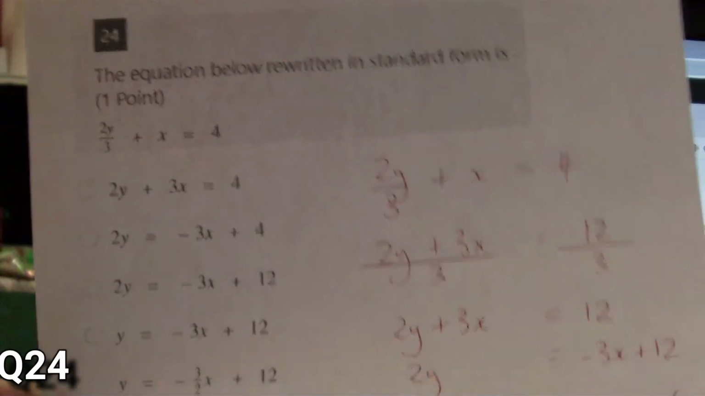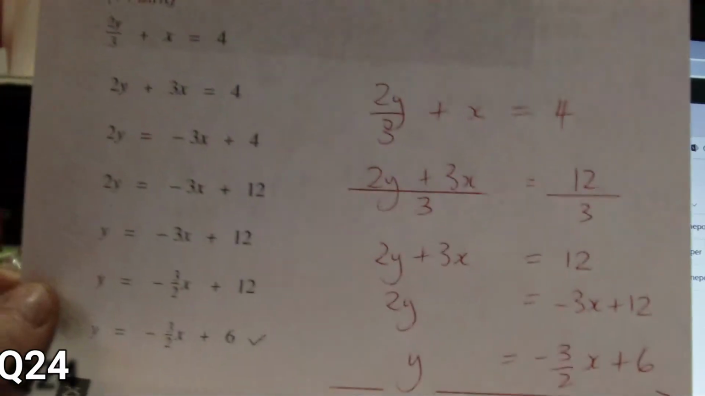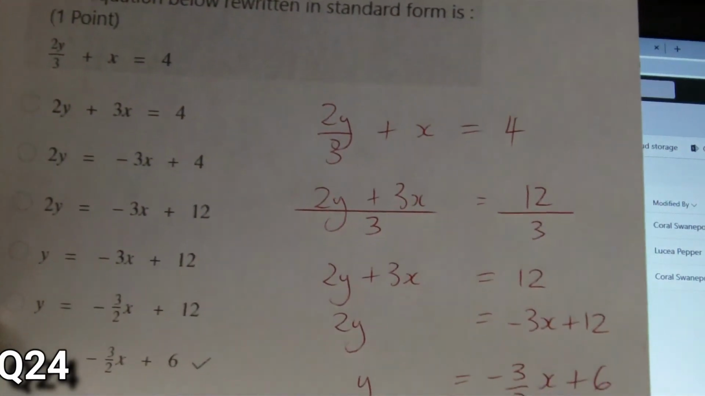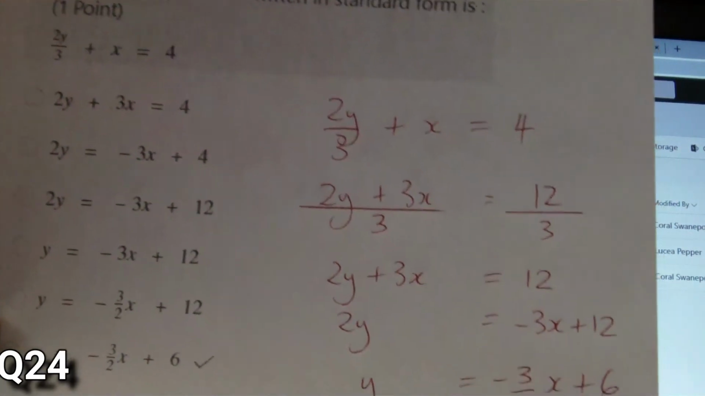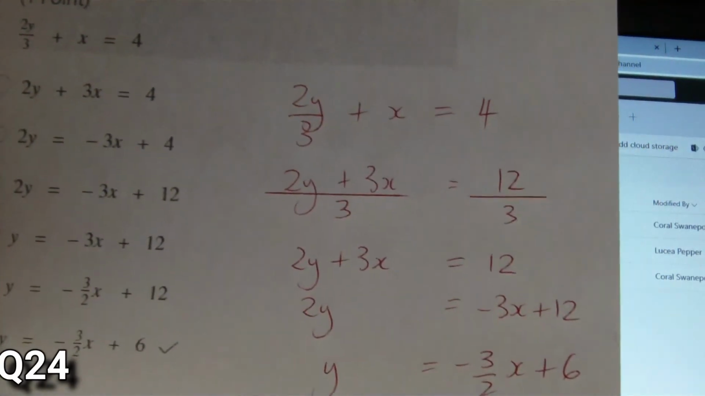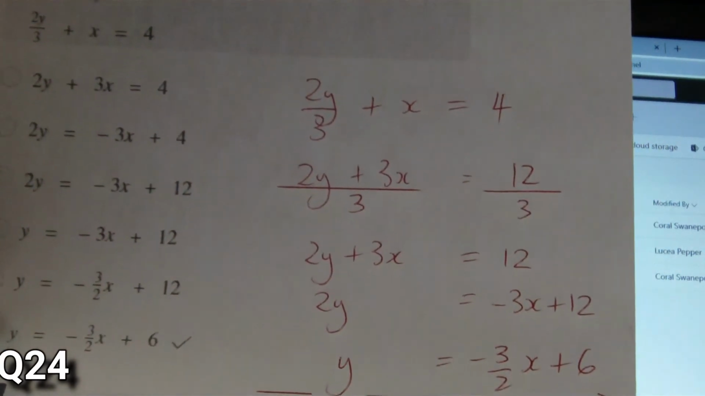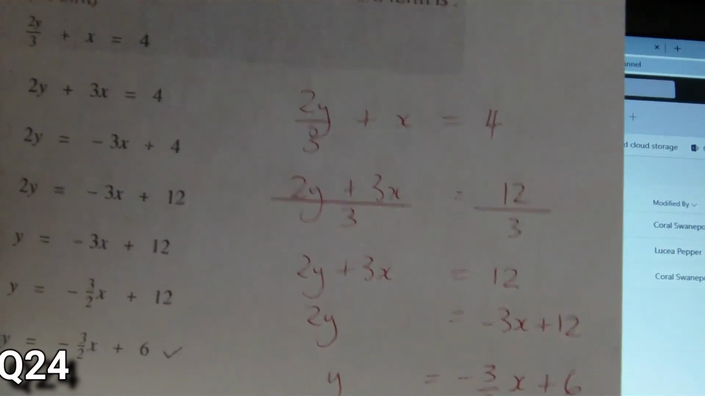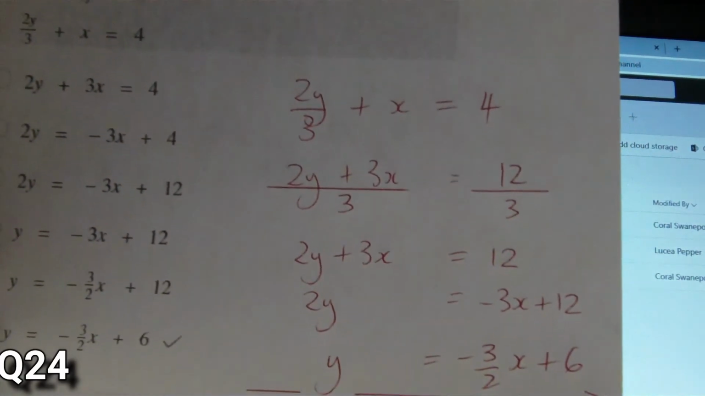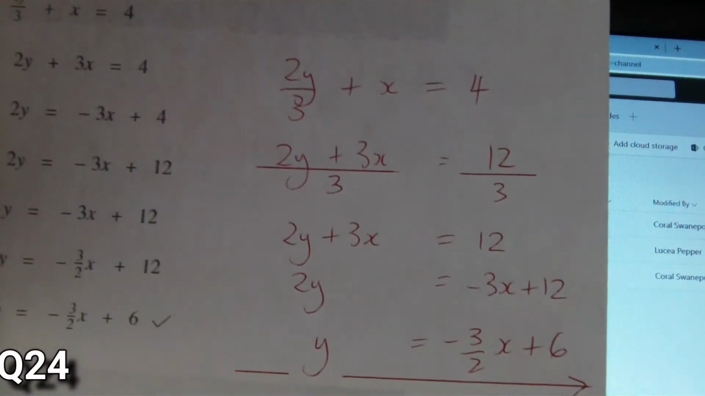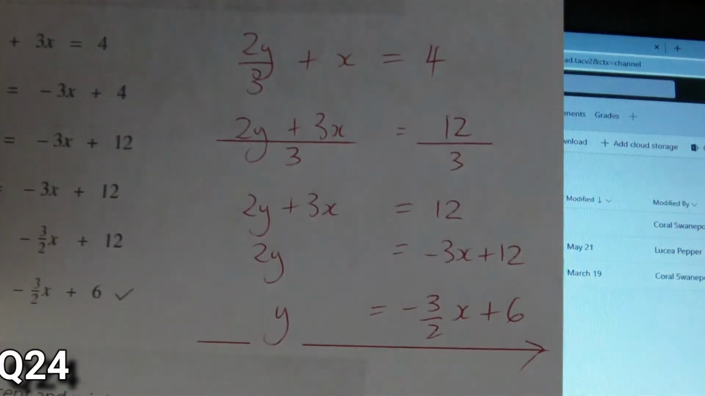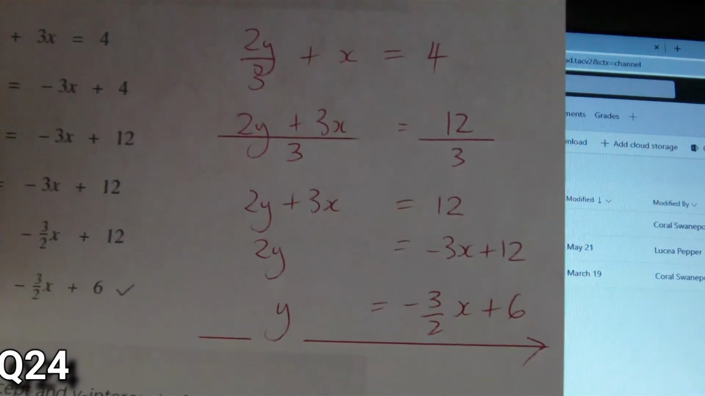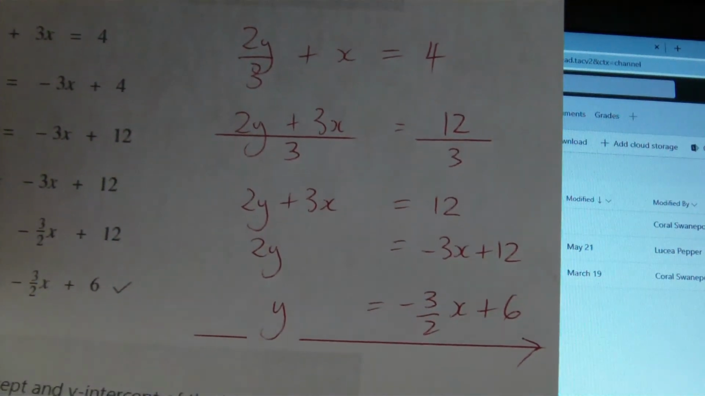Okay. Number 24, to get that into standard form, the first thing I actually did was I got rid of the denominator. So I just got everything over 3, because when everything's over 3, I drop the 3's and I've got no more denominators. I always go that route. Whenever I've got fractions in equations, I get rid of the denominators. So that's what I did, got rid of the 3. Then I just had 2y plus 3x equals 12, and then I just got the y on its own, the same as the previous one.